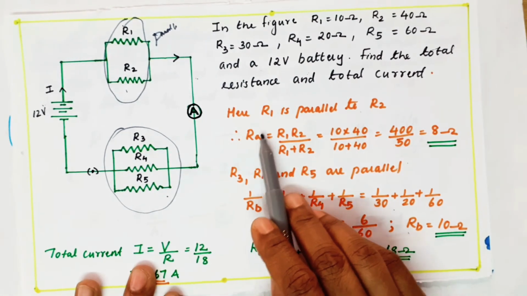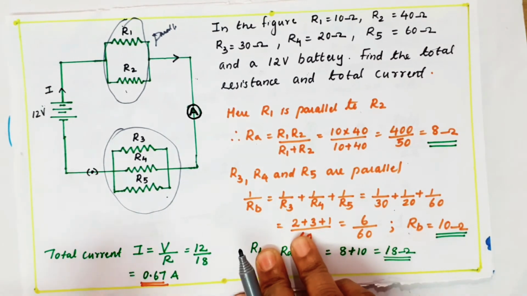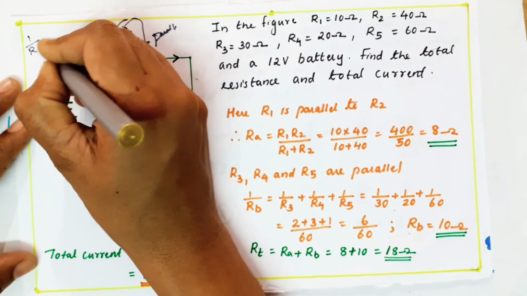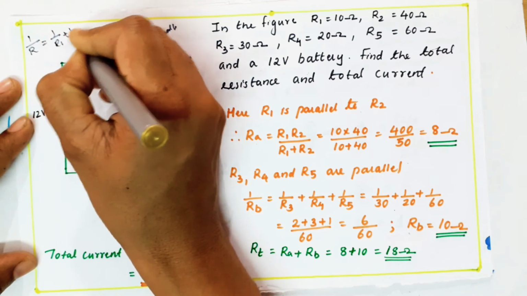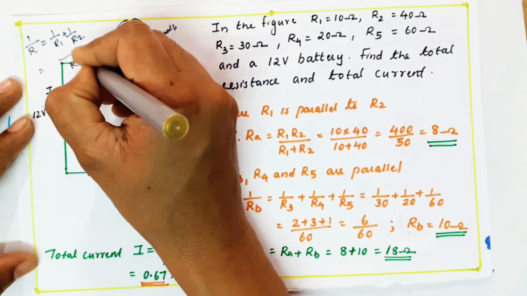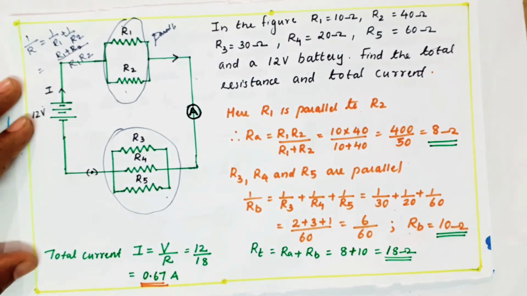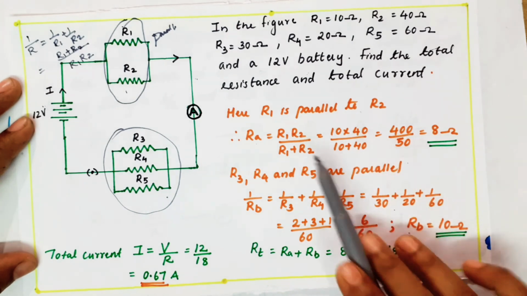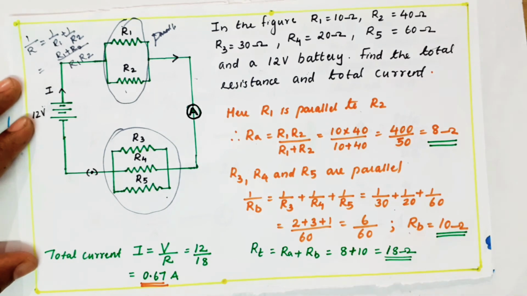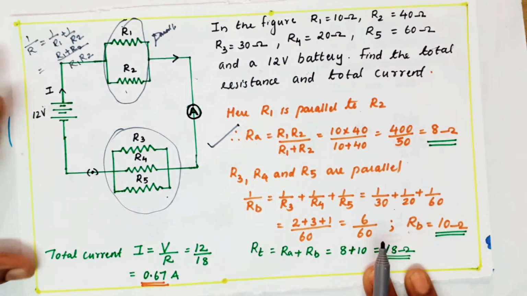So your effective resistance, I am taking RA. I use here a shortcut formula. What is the shortcut formula actually? We know the resistance 1 by R equals 1 by R1 plus 1 by R2. If you take LCM, the denominator will be R1 R2, numerator will be R2 plus R1 or R1 plus R2. This is 1 by R. If you want R, you take the reciprocal. That is R1 R2 by R1 plus R2. So remember, if there are two resistors connected in parallel, this is a shortcut formula: R1 R2 by R1 plus R2.